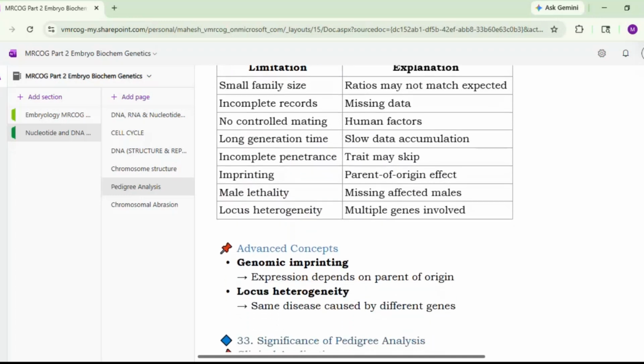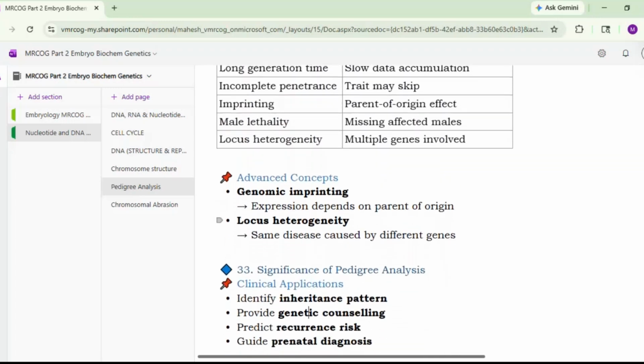Okay. Now coming to certain advanced concepts like genomic imprinting, that is the expression depends on the parent of origin. Then another concept is locus heterogeneity, a disease caused by a different gene. So the same disease may be caused by different genes, that is locus heterogeneity. Okay. So these are certain advanced concepts.